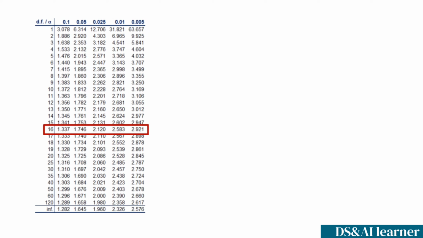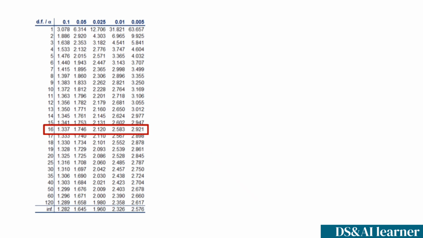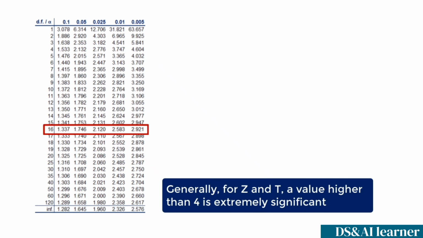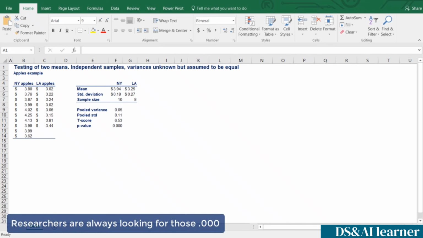For common tests, a rule of thumb is to reject the null hypothesis when the t-score is bigger than 2. Generally, for z-score and t-score, a value that is higher than 4 is extremely significant. Let's see the two-sided p-value. The p-value of this test is lower than 0.000, somewhere around 0.000001.